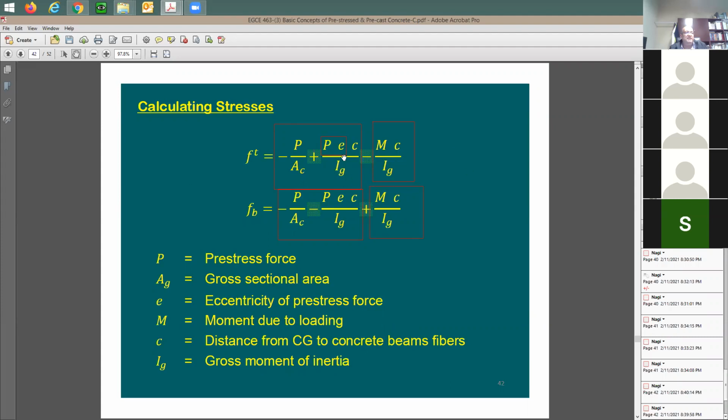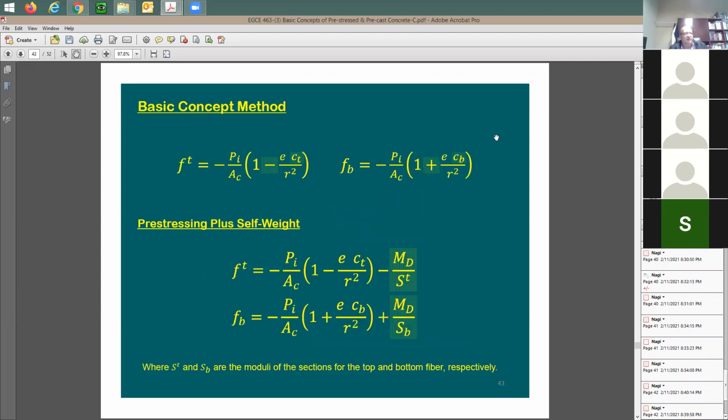Now I'm going to be taking this equation and play a little bit with it. And look what happened. P over A and then PEC over IG is going to be the pre-stress effect. MC over IG is going to be the loading effect. Let's look here.